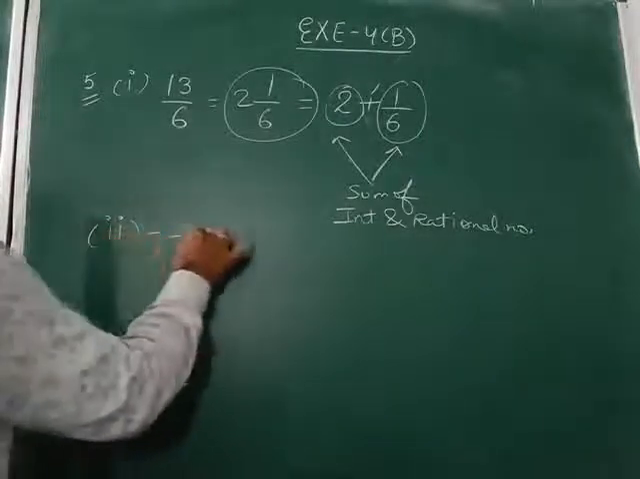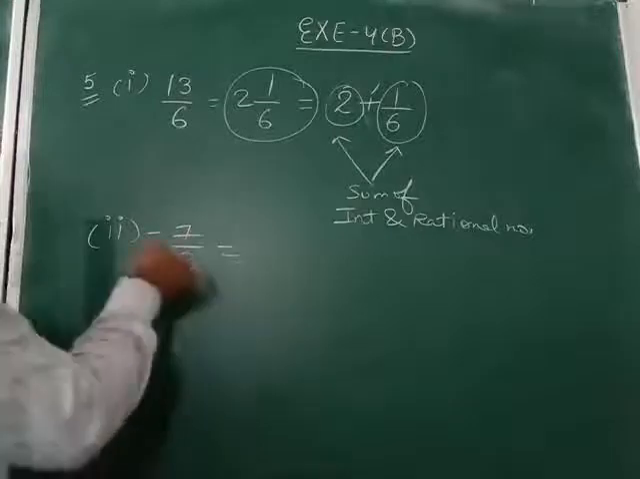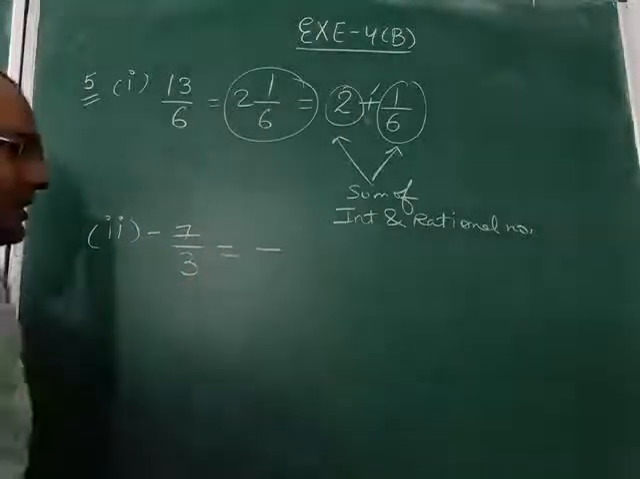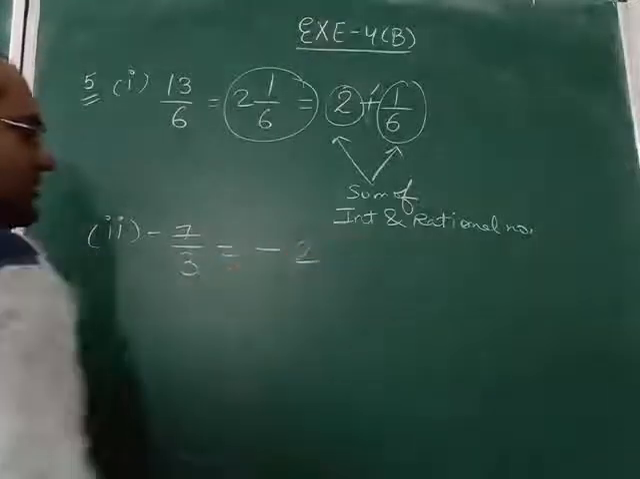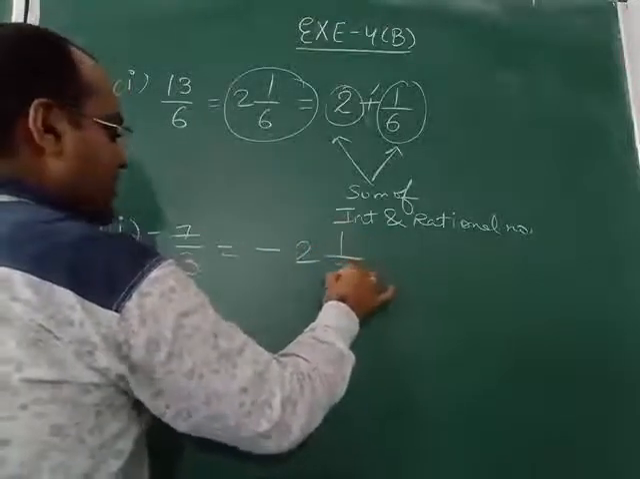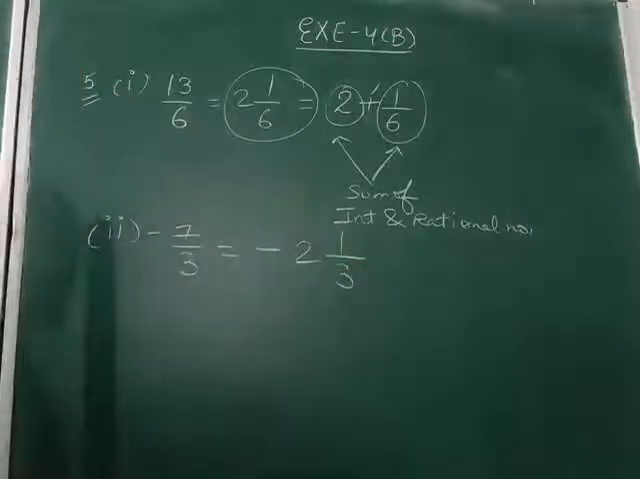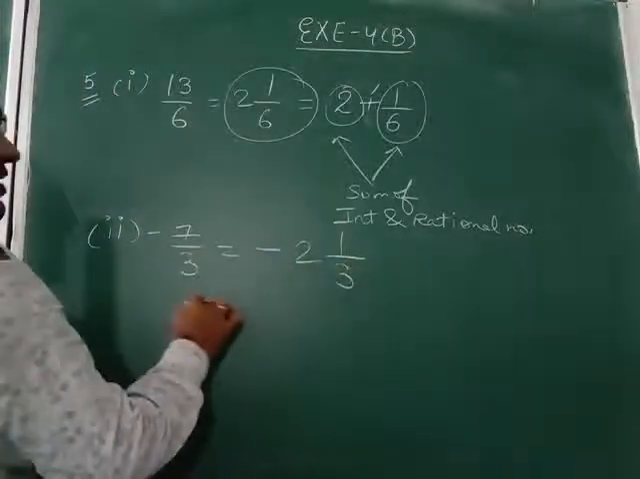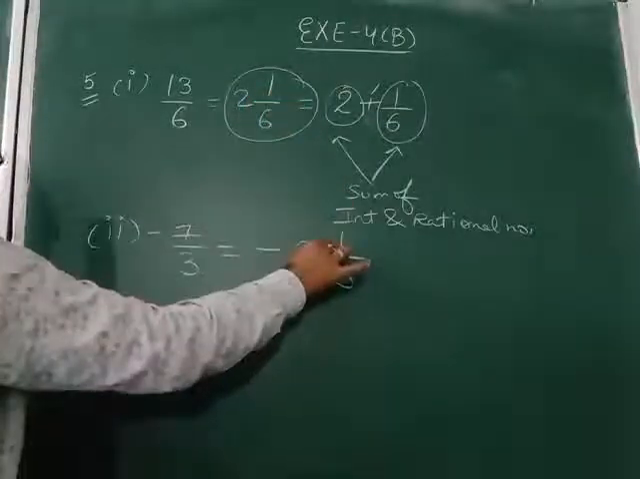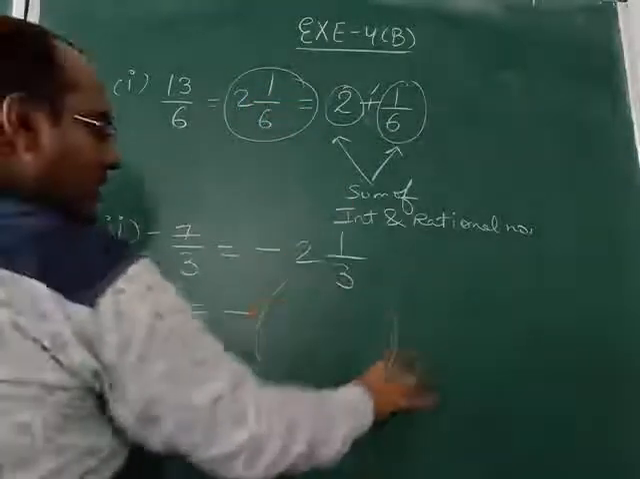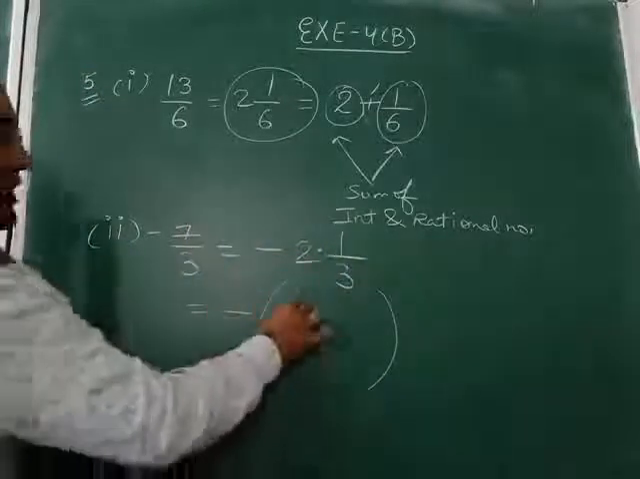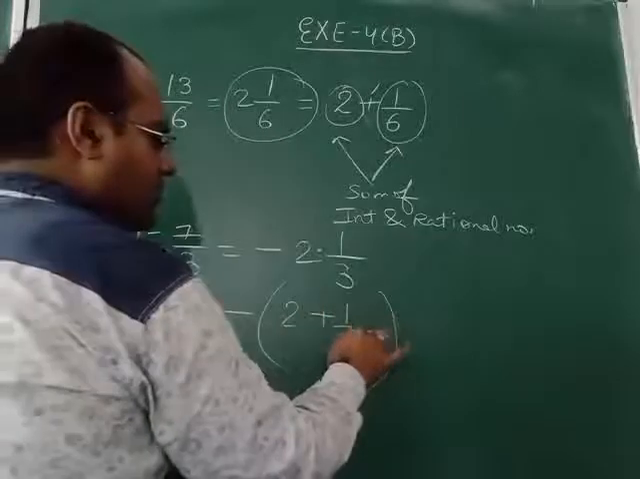Minus 7 upon 3. In this a minus sign is also coming, so no problem. This minus we will take in the beginning. 3 twos are 6, remainder will be 1. So finally in the mixed fraction we are getting minus 2 whole 1 upon 3. Now this minus we have to write in the beginning. In between, as we have done here, same we will do. Here we will use the bracket because of this minus sign, and in between we will put a plus sign. So 2 plus 1 upon 3.